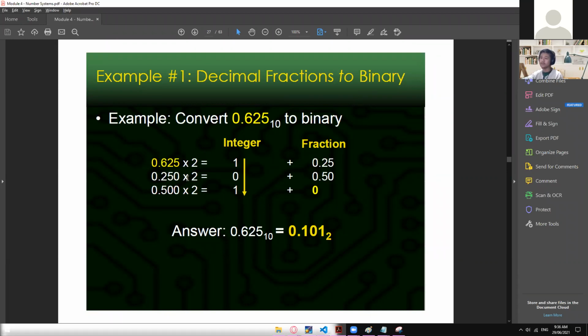So 0.25 times 2 gives us 0.5, so 0 for the integer and 0.5 for the fraction. Then 0.5 times 2 is 1, and 0 now for the fraction. The only time you stop multiplying is once you get a value of 0 on the fraction part. In here it's already 0, so you can stop. Then you read the result from top to bottom on the integer part, so it's 1, 0, 1. Since we're talking about a decimal fraction, you make this a fraction, so the final answer is 0.101.